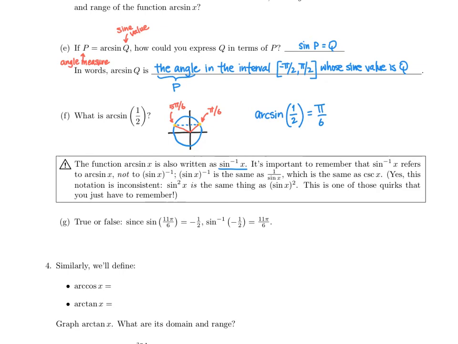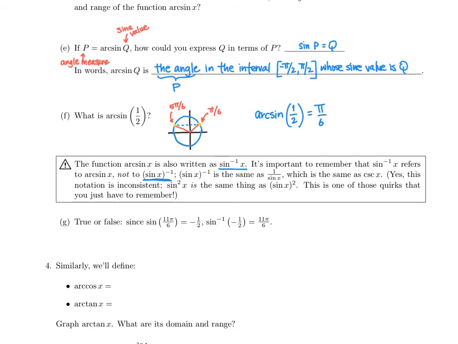Now, it's really important that this is not the same thing as this, because when you take sine of x and you raise that to the negative first power, that's what this second one means here. That's the same as 1 over sine of x. That's cosecant. This is not the same thing, right? This notation is inconsistent. We're aware of it. We didn't create it, but you definitely need to be able to read it and feel comfortable with it.